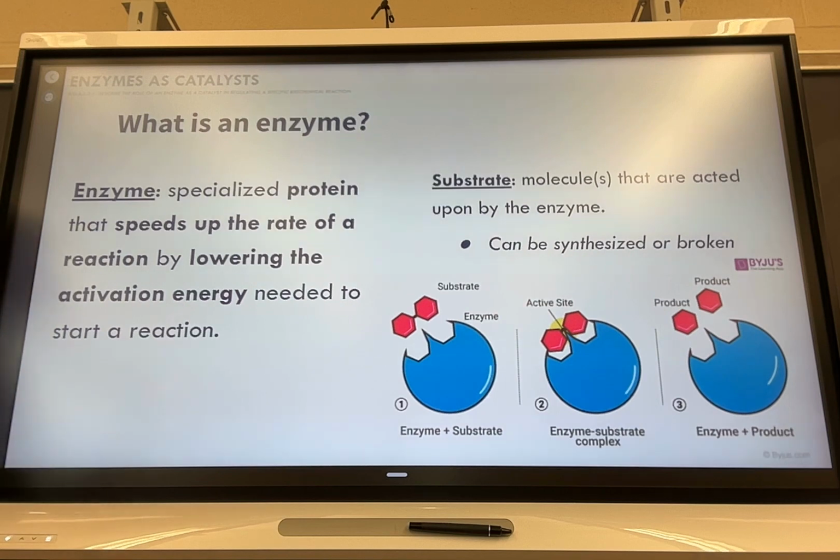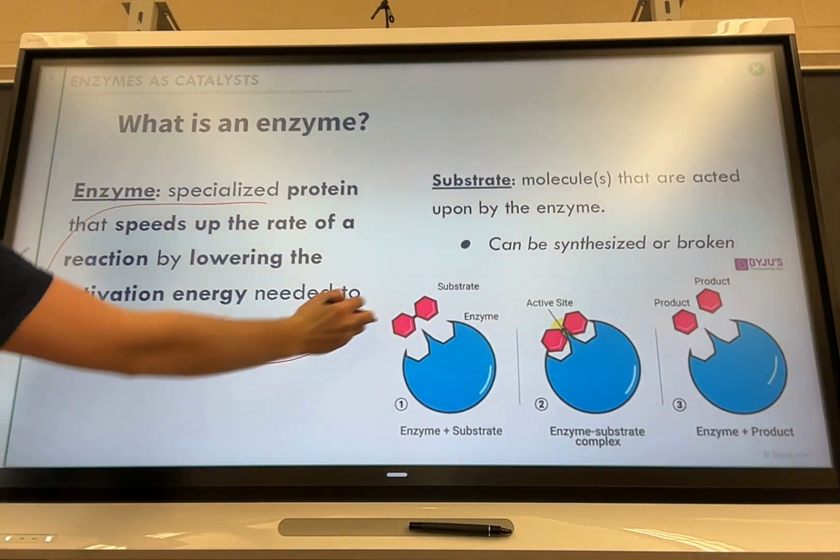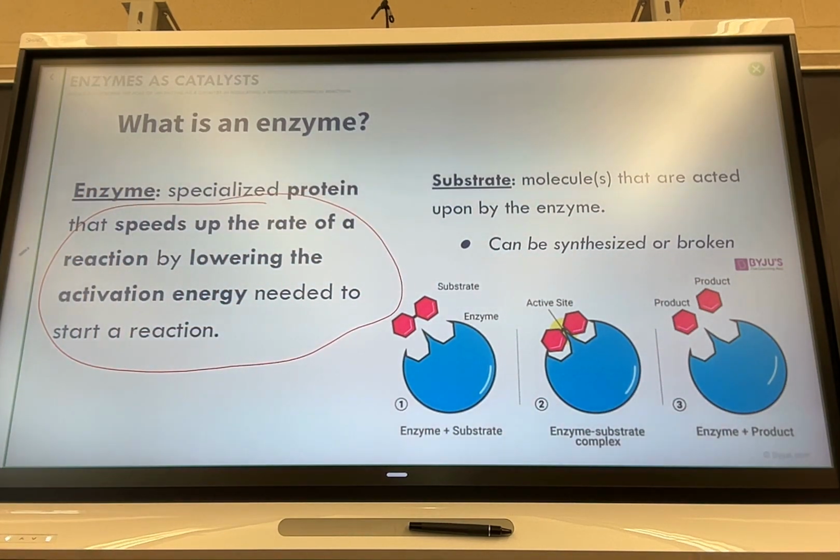So enzymes are proteins. Proteins, we said, are used for structural material. They're used for muscles. But in this case, we are going to be talking about specialized proteins that speed up the rate of reaction by lowering the activation energy. So again, these are catalysts. They are going to speed up reactions by lowering that push, that energy needed to start the reaction.